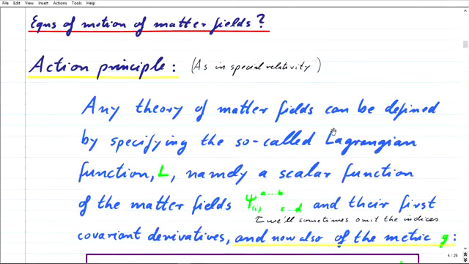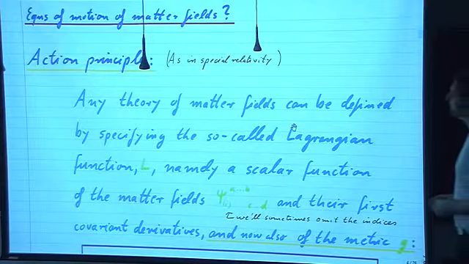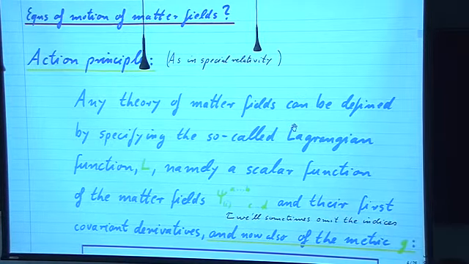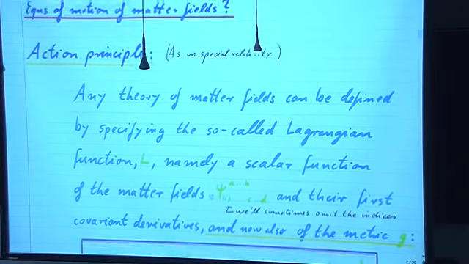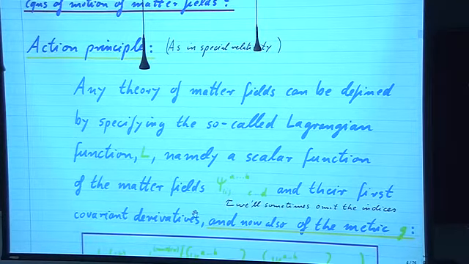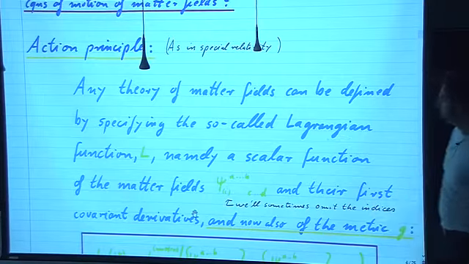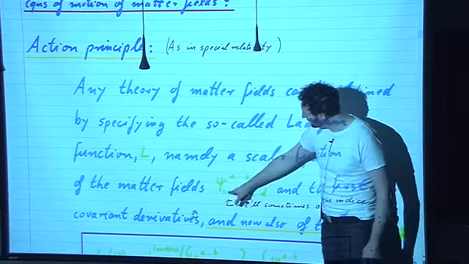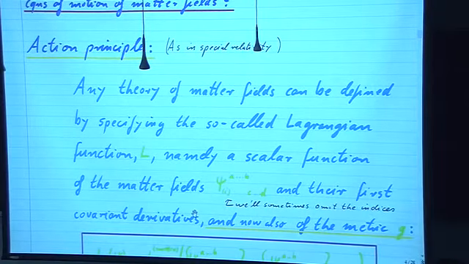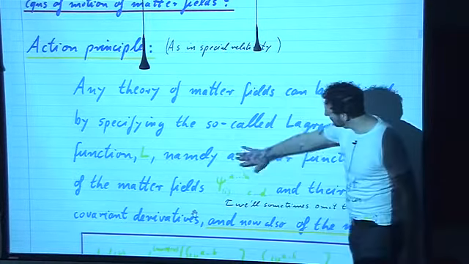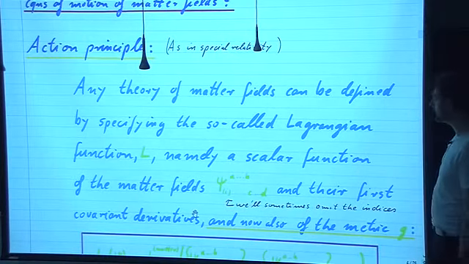Okay, so what are going to be the equations of motion of matter fields on a curved space-time? Now, as in special relativity, we require the action principle, which is to say that any theory of matter fields can be defined by specifying the so-called Lagrangian function L, which is to be a scalar function of the matter fields. Remember, contravariant indices, covariant indices, and this labels the species of particle. So the Lagrangian function is allowed to depend on all of the matter fields and also on their covariant derivatives.